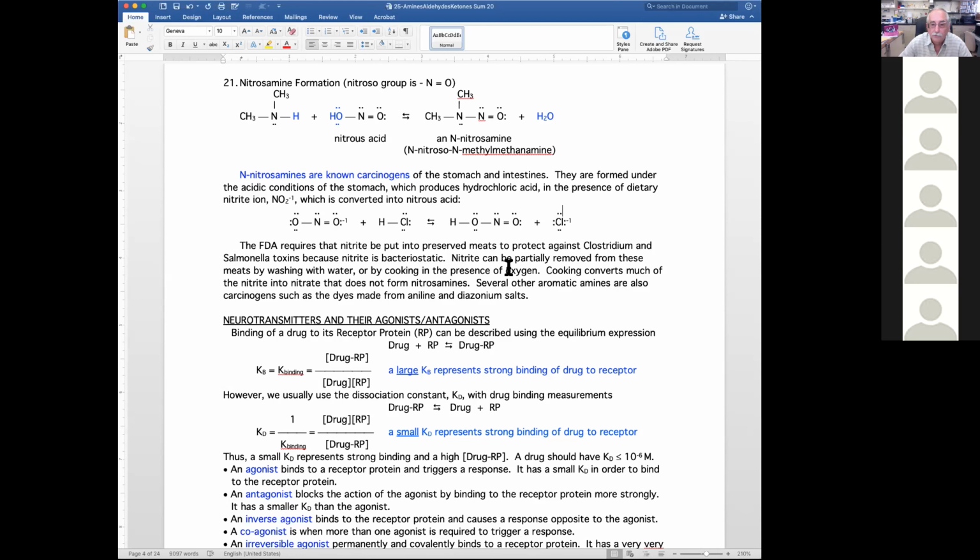Or you can cook in the presence of oxygen. Matter of fact, I don't know how you cook in the absence of oxygen. That would even be more dangerous. So what that does is it converts much of the nitrite into nitrate, and the nitrates will not form nitrosamines.